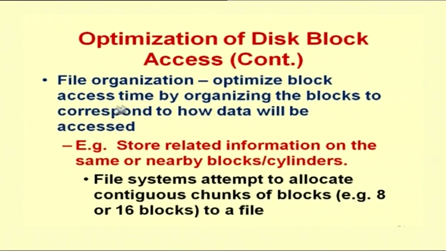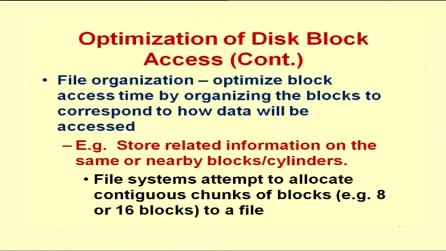And another thing is the file organization. Optimize block access time by organizing the blocks to correspond to how the data will be accessed. So, store the blocks in the proper tracks and sectors, or cylinders as they are called. Store related information on the same or nearby blocks or cylinders. The file system attempts to allocate contiguous chunks of blocks, for example 16 blocks to a file. And sometimes files may get fragmented over time.